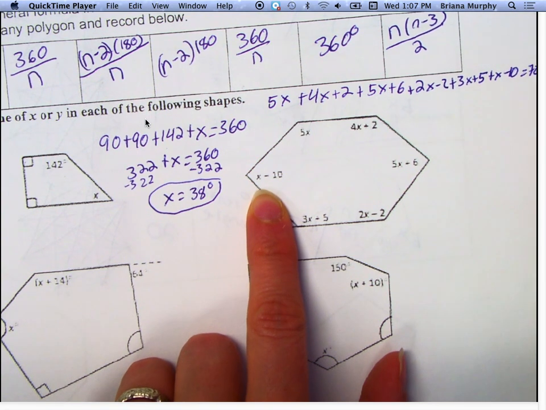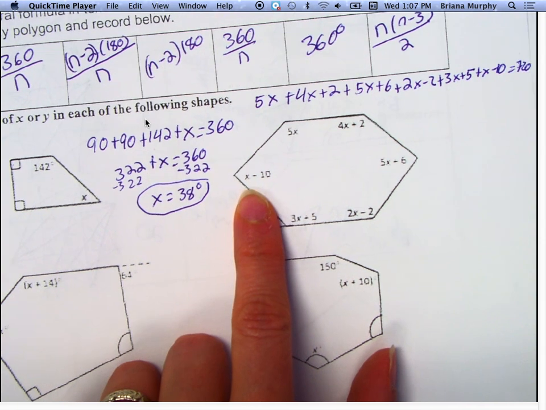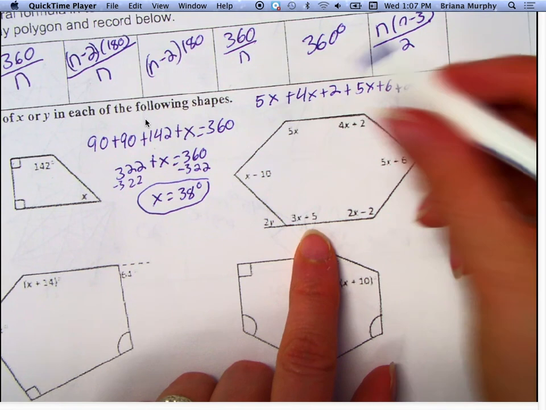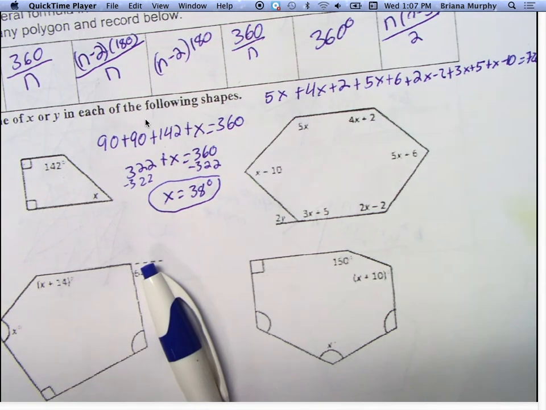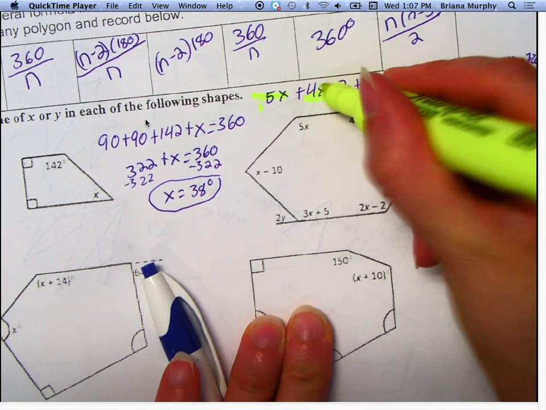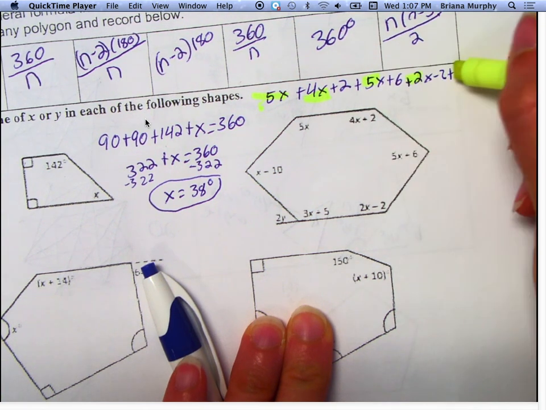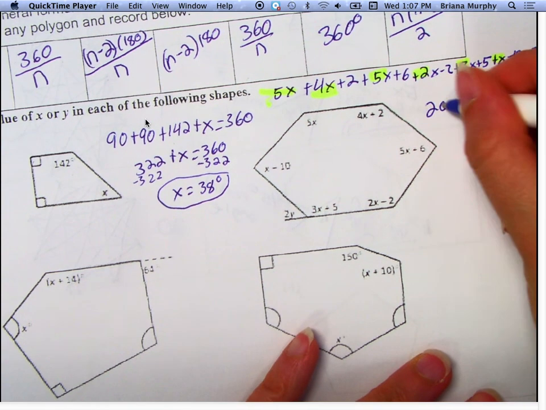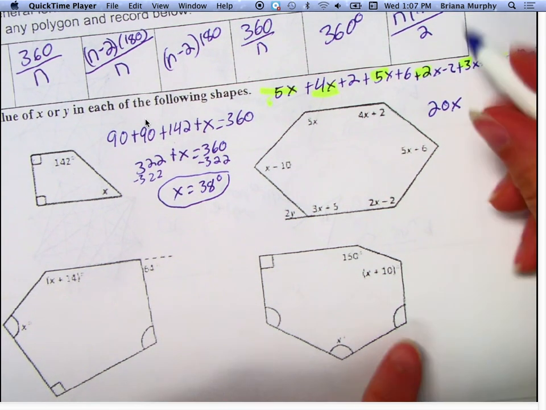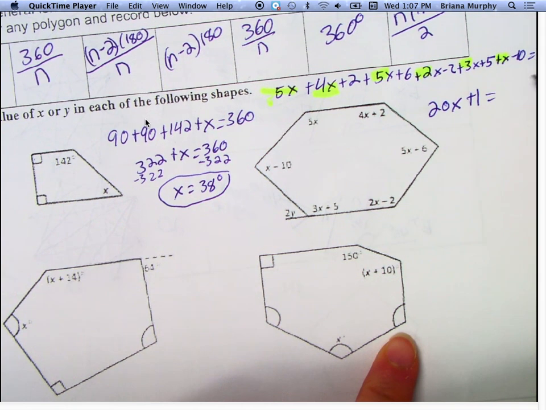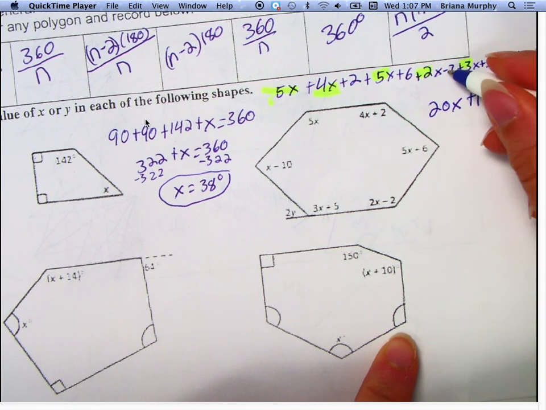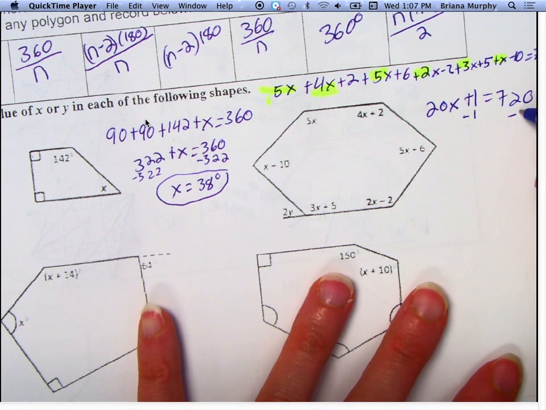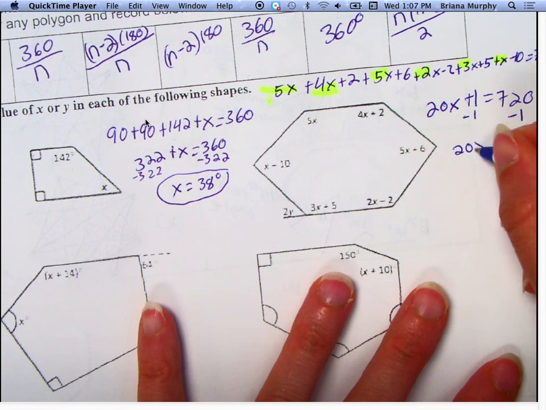That's what they're warning about. They're saying, watch out, guys. So we're going to add all of the x ones together. My x ones are 5x, 4x, 5x, 2x, 3x, and x, and that adds together to give you 20x. Now I'm going to add all the other ones up together, and I get 1, because the minus 10 and minus 2 end up getting you down to 1. So I'm going to subtract 1 from each side, and I get 20x equals 719.